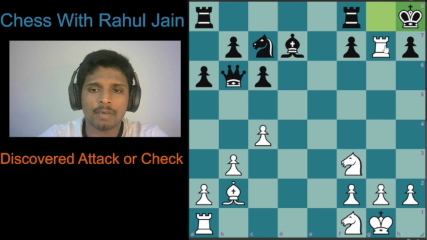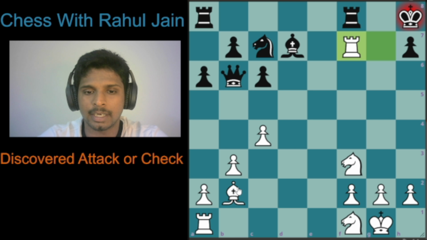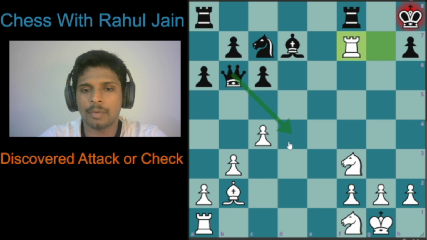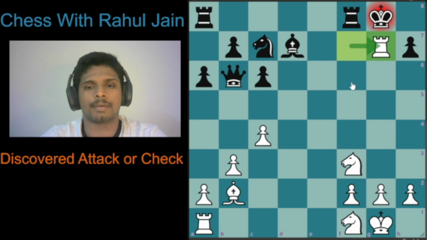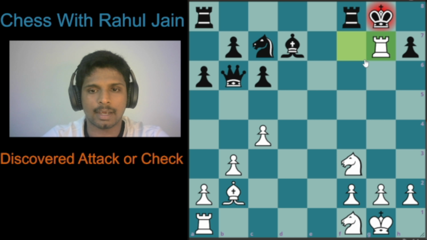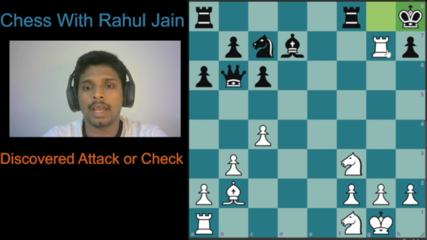So windmill starts after rook takes on f7. Discovered check. Blocking with the queen is no use because I'll just take it anyway. King comes to g8. I go back again. He goes to h8 again.